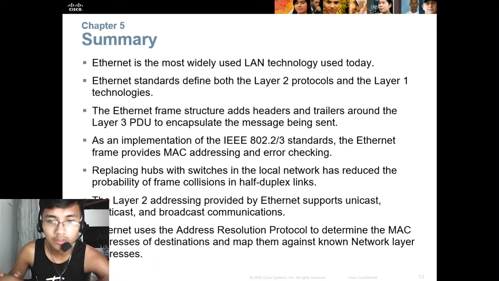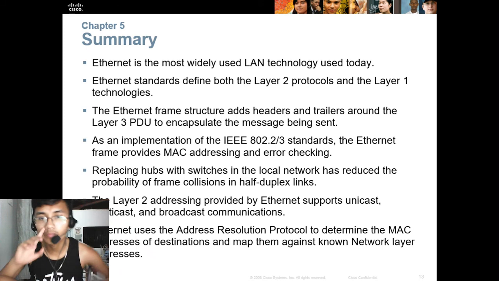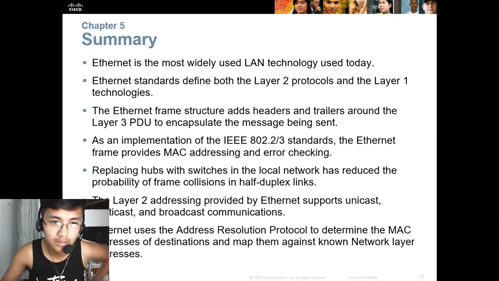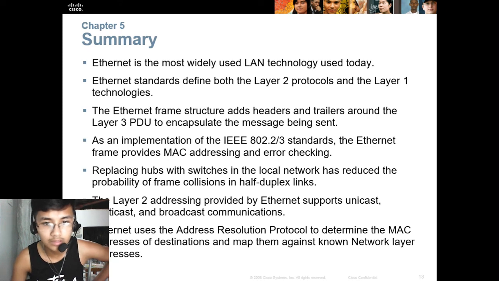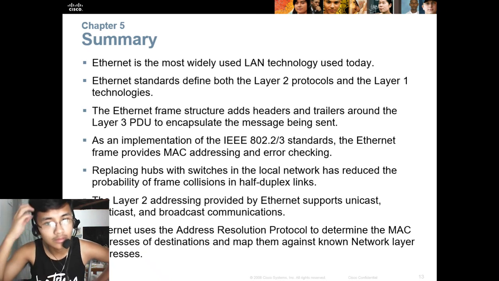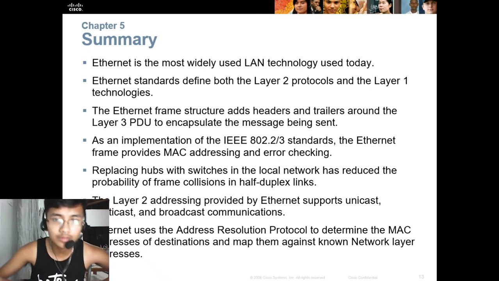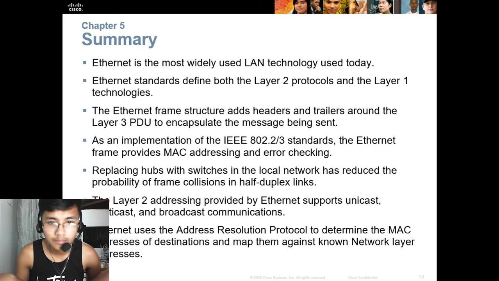Replacing hubs with switches in the local network has reduced the probability of frame collisions in half-duplex links. The layer 2 addressing provided by Ethernet supports unicast, multicast, and broadcast communications. So the layer 2 addressing provided by Ethernet supports the three types of communication: unicast, multicast, and broadcast.